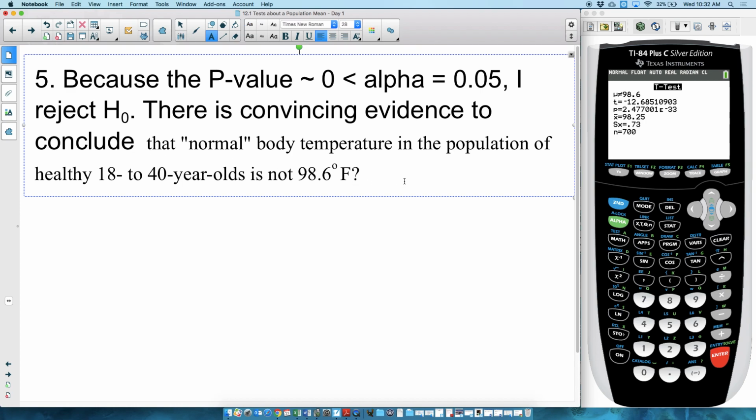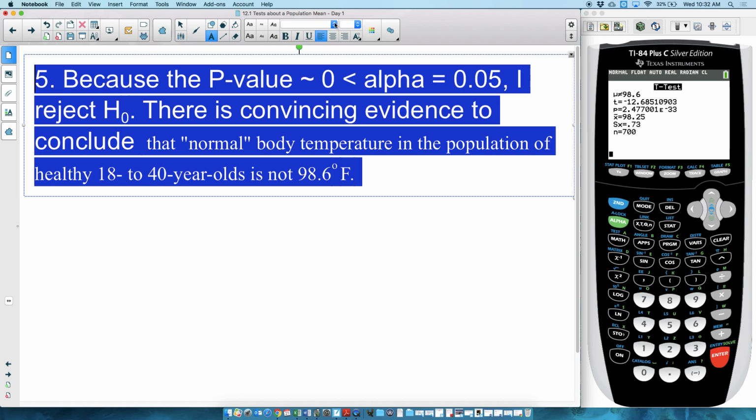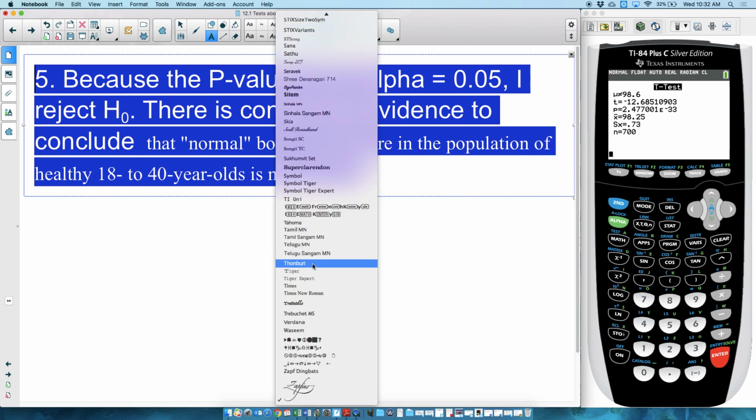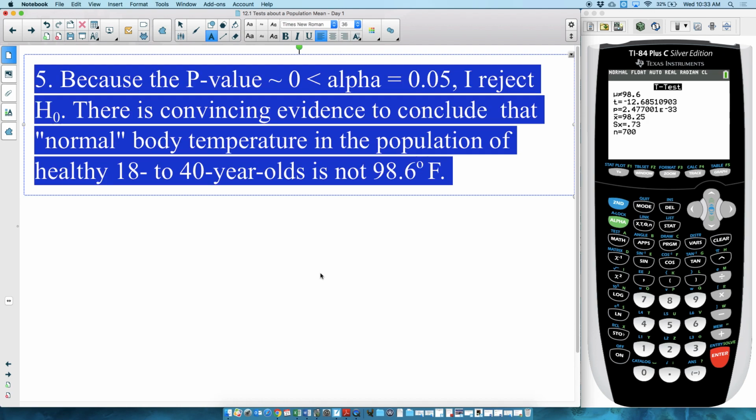To conclude that normal body temperature in the population of healthy 18 to 40-year-olds is not 98.6. Got all the same font. Yeah, they did this in the 90s. Yeah, but somehow in the real world, it hasn't changed.